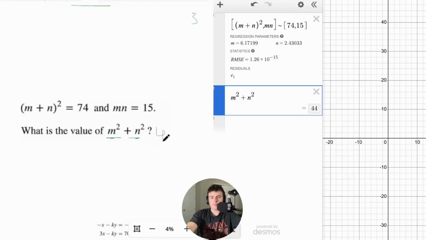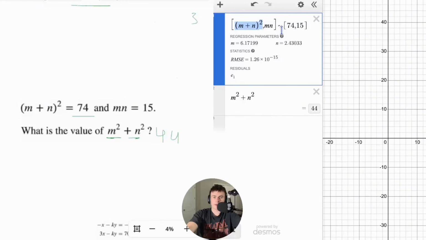That's it. Now, once again, make sure you type in the corresponding spots for the right numbers. So m plus n squared is corresponding to 74. Therefore, they're both on the first element of the list. And you separate the first one from the second one with a comma. And then mn corresponds to 15. So therefore, it solves for m and n.